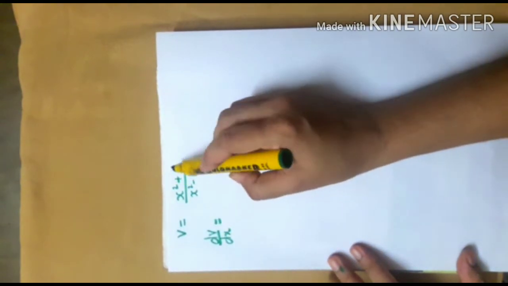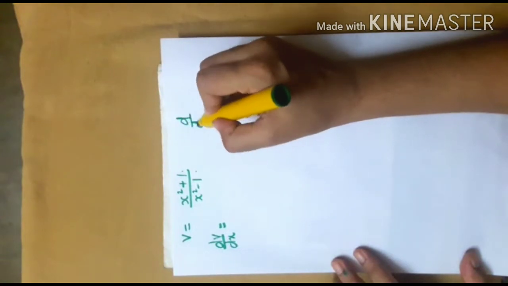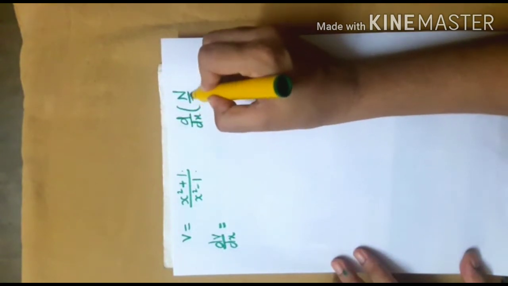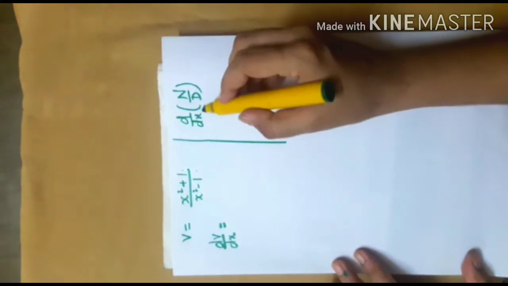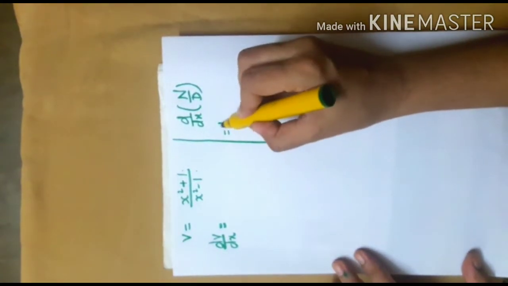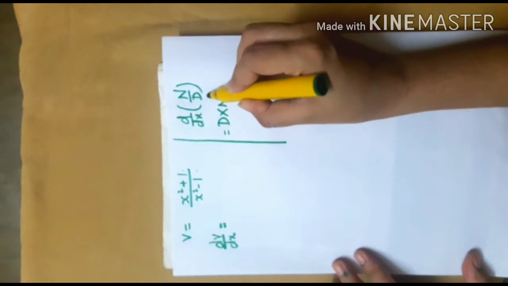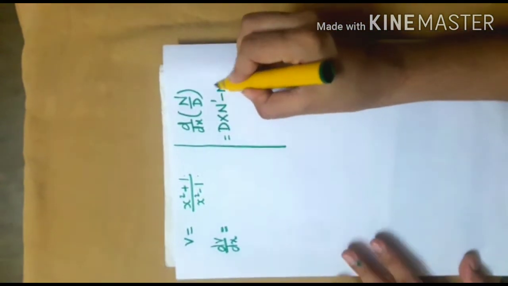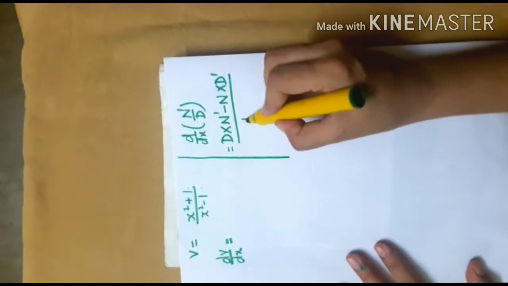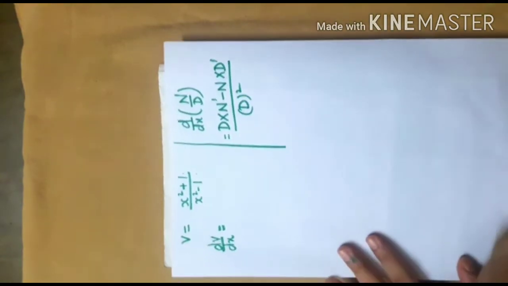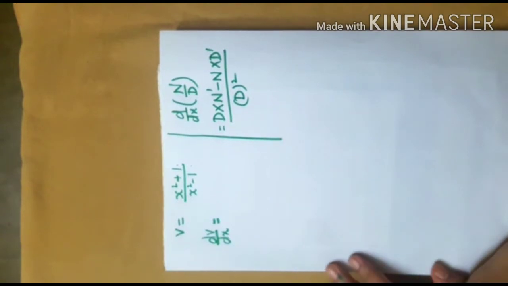This function is a quotient of two functions. That is, the function is of this form, numerator over denominator. So I'll apply the quotient rule, which says denominator into derivative of numerator minus numerator into derivative of denominator, whole divided by square of denominator, right?